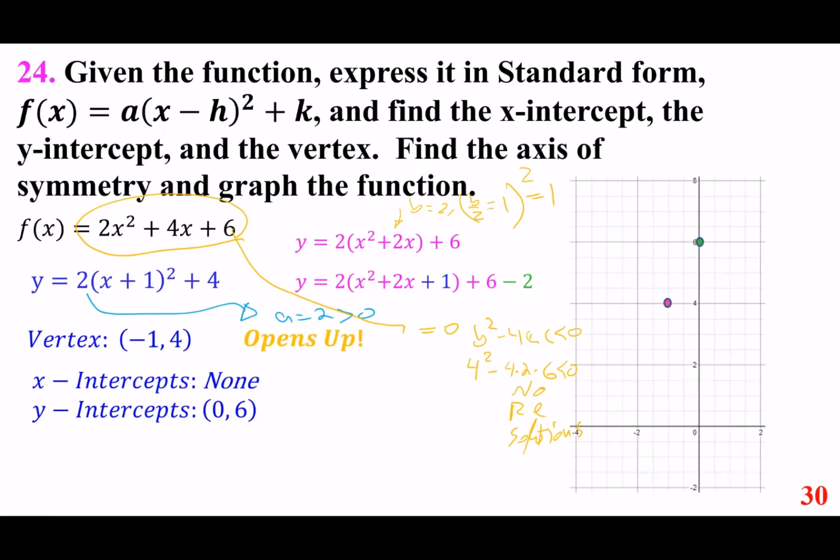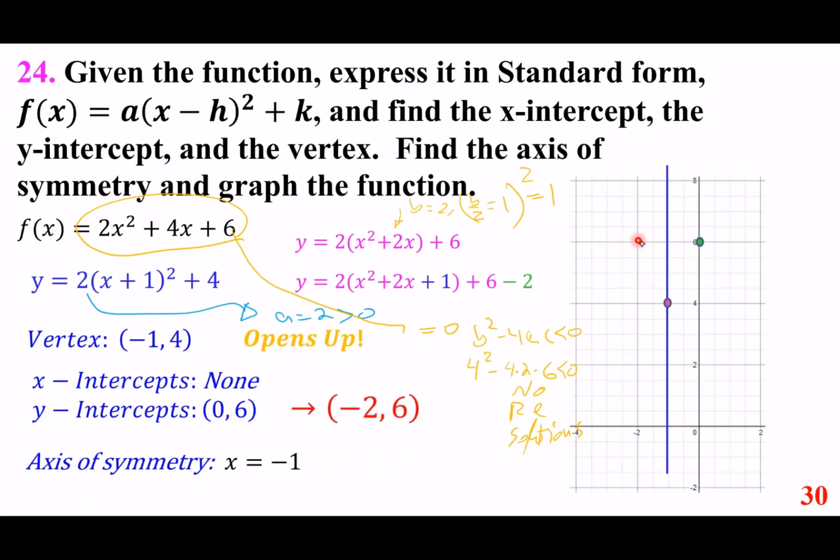Let's go with the axis of symmetry. It happens here, x equals negative 1. And by the axis of symmetry, because this distance is 1 unit, if we go 1 unit to the other side, there is a point here with coordinates negative 2, 6. Okay, and now that we know it opens up, we can graph it. So it's easy to do it that way.